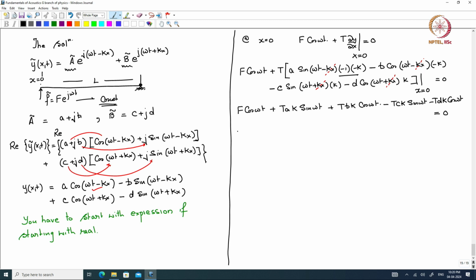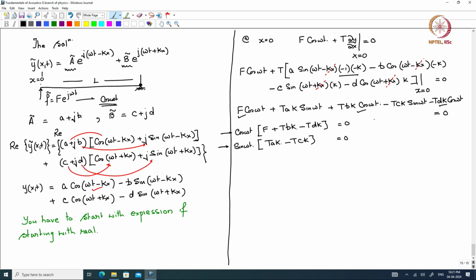Now we will consider coefficients of cos omega t separately and sin omega t separately, because they are orthogonal over an infinite period of time. There is no limit to time. So we take cos omega t as separate and sin omega t as separate. With cosine, I have f plus T b k minus T d k is equal to 0. And with sine, I have T a k minus T c k is equal to 0.